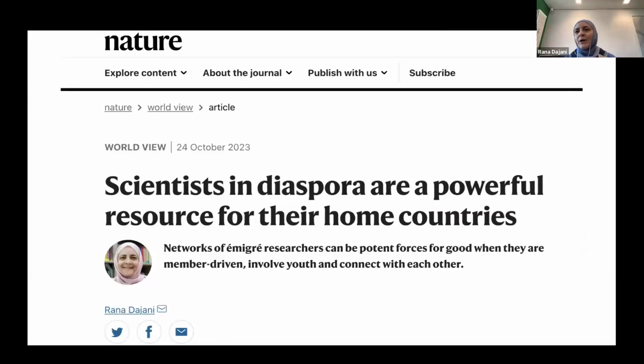But then we come to how do we harness the potential of scientists in diaspora? And that's where I, as the president of the Society for Advancement of Science and Technology, we've created a global conference to connect scientists from their home countries with those in diaspora, so that they can share not just mentoring, but resources for research, funding opportunities, and just raising awareness of science in general.